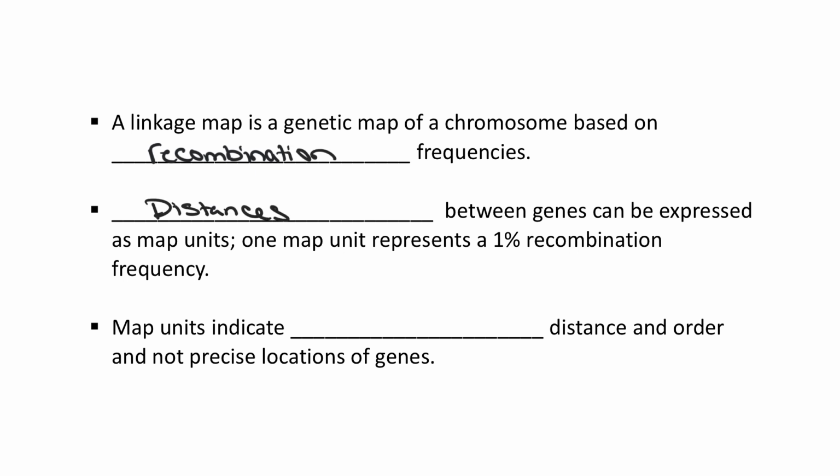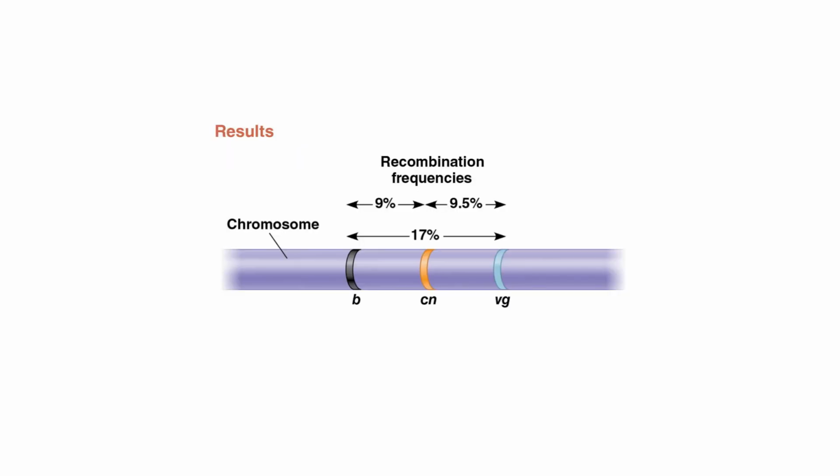Distances between genes can be expressed as map units, where one map unit represents a 1% recombination frequency. Map units indicate the relative distance and order and not precise locations of genes. A linkage map is going to be based on the probability of crossing over, and it's not showing exactly where the genes are, but based on their recombination frequencies is where they're going to be placed. So one map unit would equal a 1% recombination frequency, and so here we're seeing a 9% recombination frequency. So these genes are located 9 map units away from each other, and this other set would be located 9.5 map units from each other. So it's based on the data that is collected and how often recombination frequencies were seen.